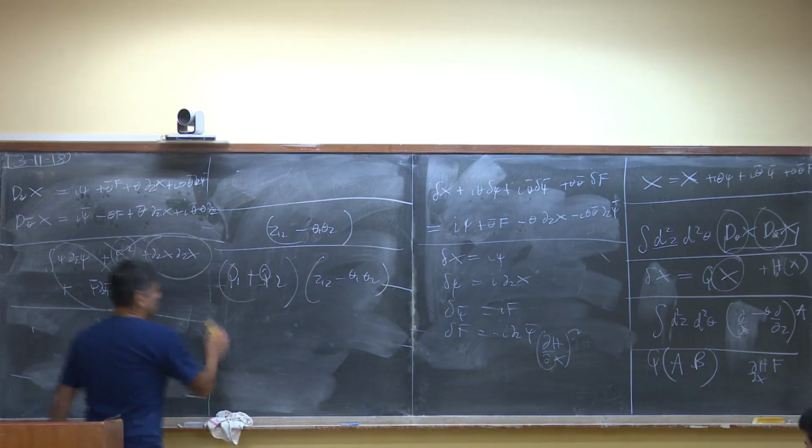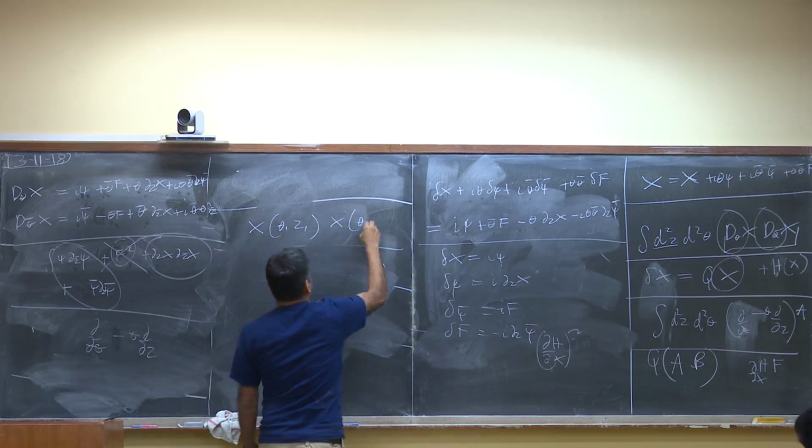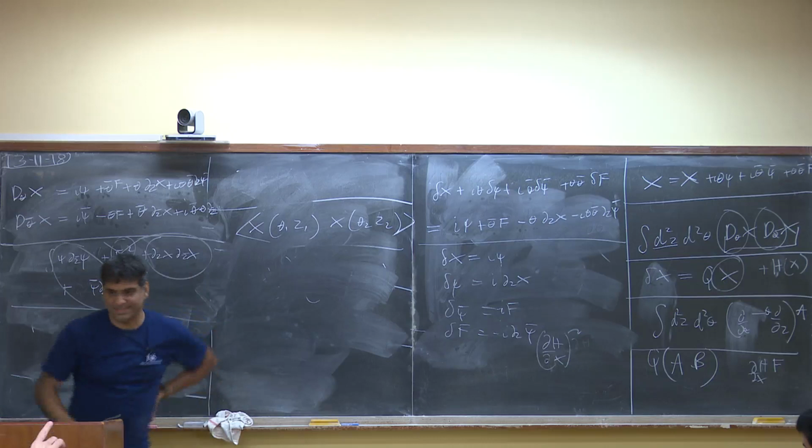Sorry, I should perhaps be more clear. I'm going to be interested in things like this: X of theta1, Z1, X of theta2, Z2. Suppose I'm interested in a two-point function like this. Z1 and Z2 are just two different points on, let's say, my world sheet.